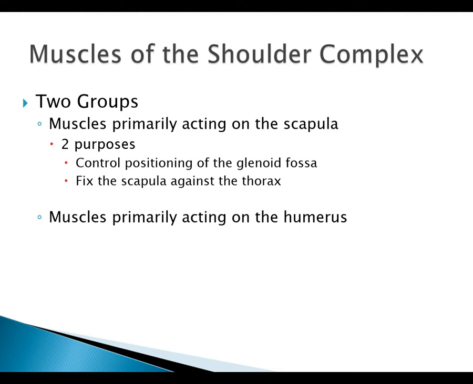The other muscles that we'll talk about are the groups that actually act on the humerus at the glenohumeral joint. So one group is all the big scapular stabilizers and scapular movers. The other group is all those acting on the humerus, causing the motion that way.